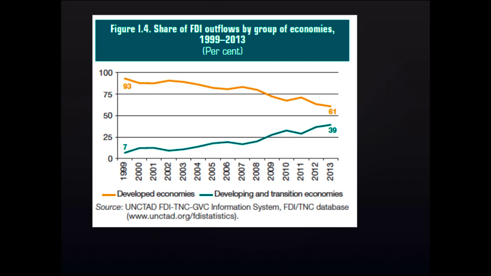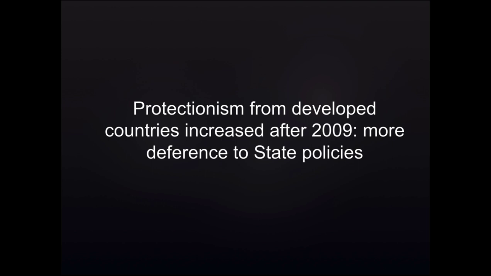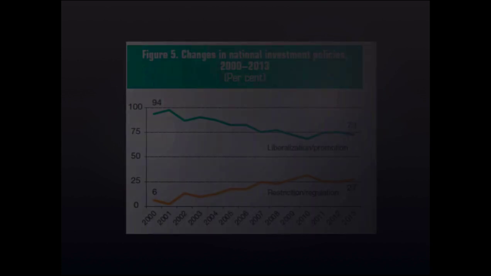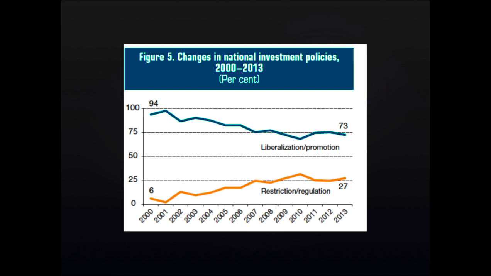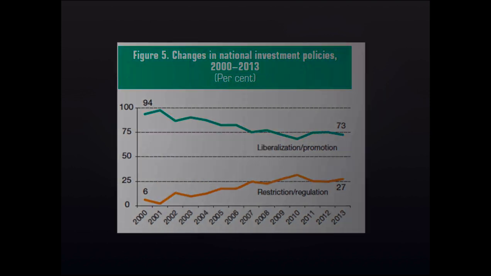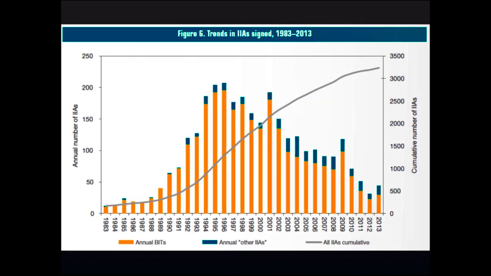And also, after the 2009 financial crisis, many of the developed countries started enacting protectionist policies. And we see that trend very, very clear now with the current Trump administration in the United States. As we can see, now we have more restriction or regulation rising, and the liberalization and promotion of foreign capital is actually going down. You can see also this trend in the amount of bilateral investment treaties signed. It keeps going down every year.